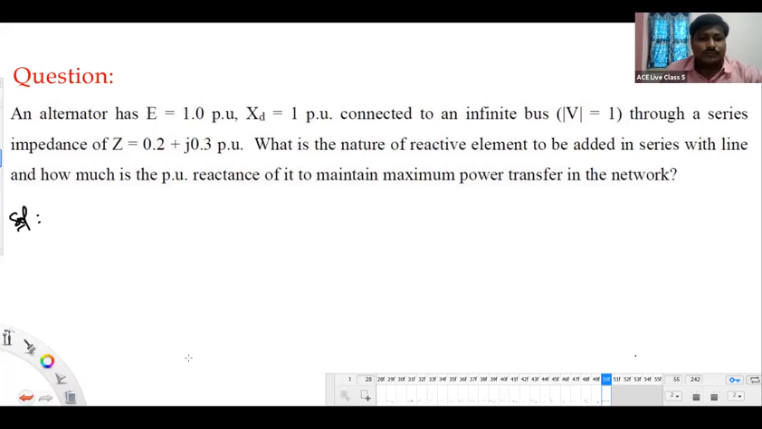Okay. Let's move. Look at this. An alternator has E equals to 1.0 per unit, XD equals to 1 per unit, connected to infinite bus, mod V equals to 1.2. A series impedance of Z equals to 0.2 plus J 0.3 per unit. What is the nature of reactive element to be added in series with the line, and how much is the per unit reactance of it to maintain maximum power transfer in the network?